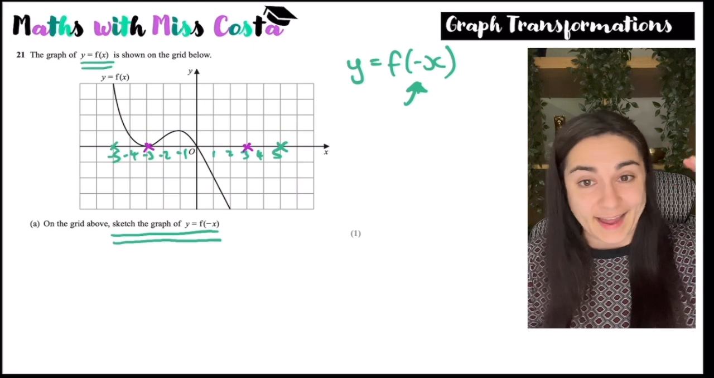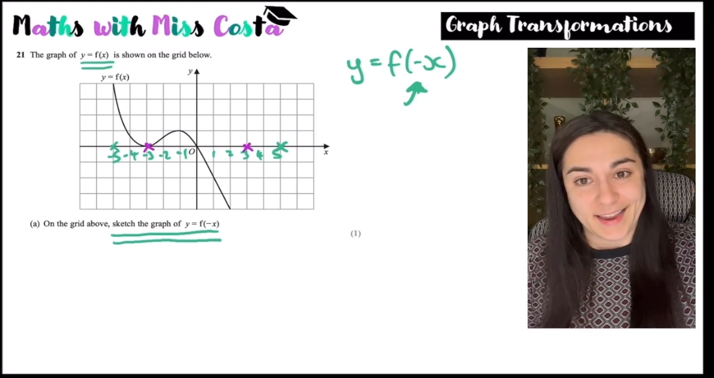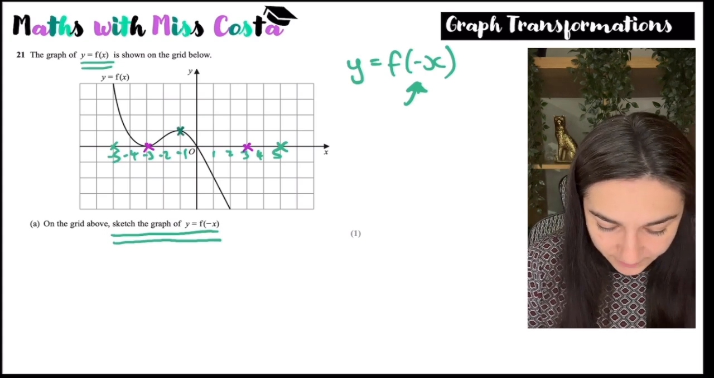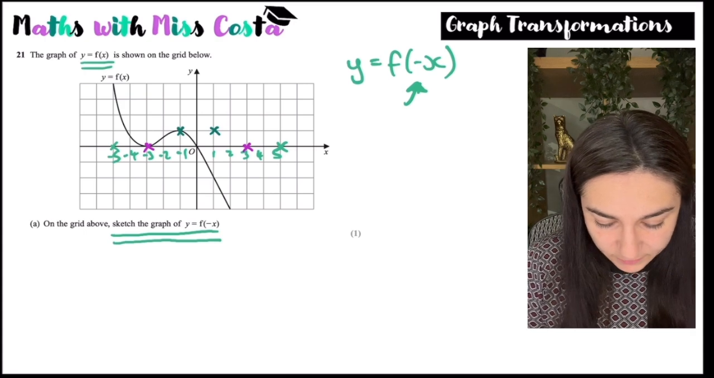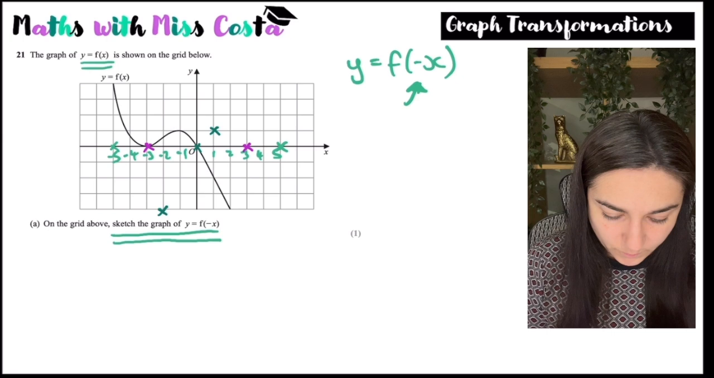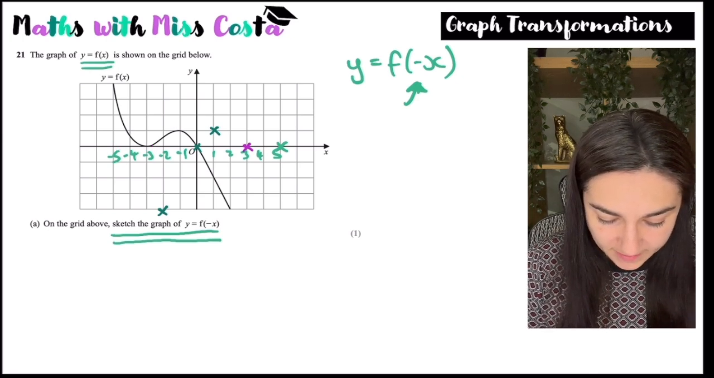The y coordinates are not changing. The only transformation that is occurring is that the x coordinates are being flipped. Then you've got another x coordinate over here at 1. Then you've got your final one here and next one here. So I'm just going to remove all of the original x coordinates and join up my line.